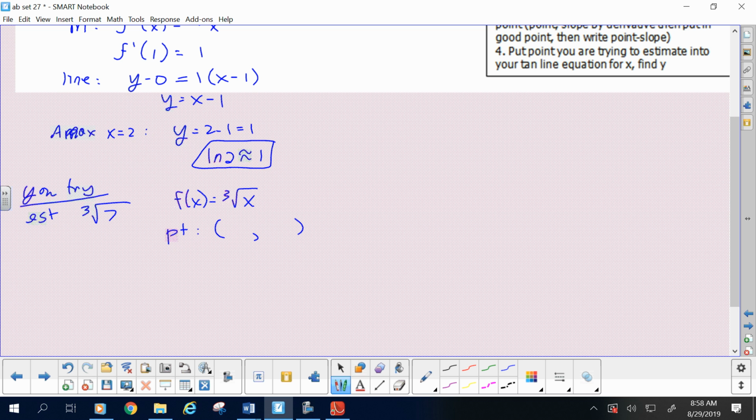For the point, do I use an x of 7? No, I don't know that. I use 8. 8's a good cube root.